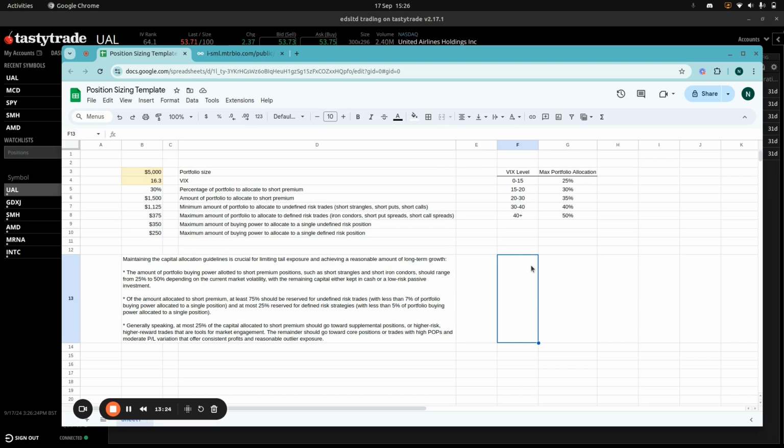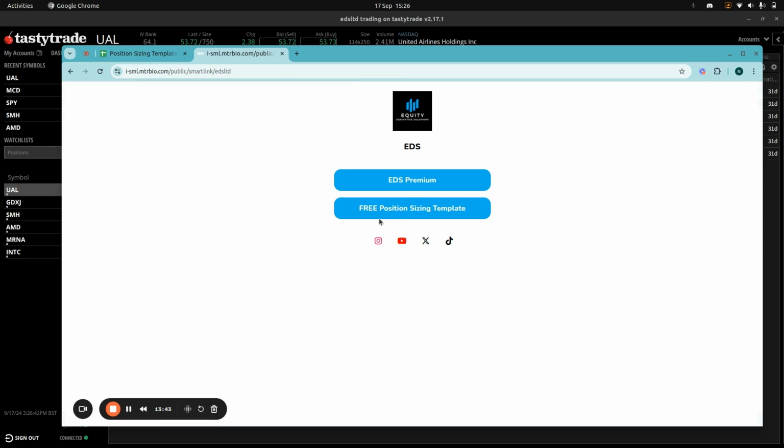It will tell you how much to allocate to each undefined risk position, each defined risk position, how much to allocate to short risk premium in general in your overall portfolio. And as long as you stick with the guidelines in this template, you'll be just fine long term.